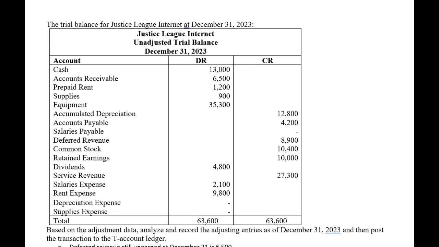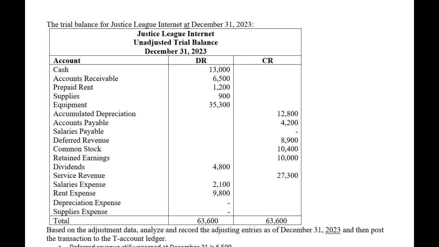Today what we're going to look at is the accounting cycle, adjusting entries through the closing process. So we're going to record and post the adjusting entries. Then we're going to create an adjusted trial balance. And from an adjusted trial balance, we can produce the financial statements.